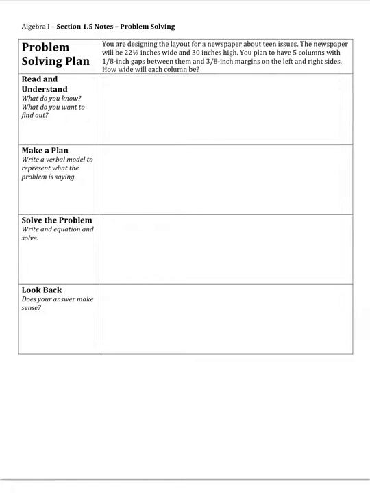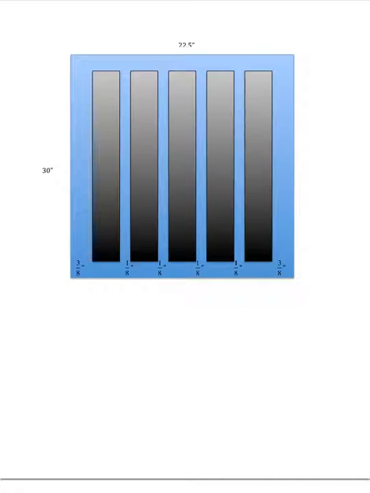You plan to have 5 columns with 1/8 inch gaps between and then 3/8 inch margins on left and right. In order to draw the picture, I let the computer do it for me because you'll find that Mrs. Hawkins has the art skills of about a 5-year-old. So here's what the picture would look like. You see here, I have the columns and the newspaper laid out before us.